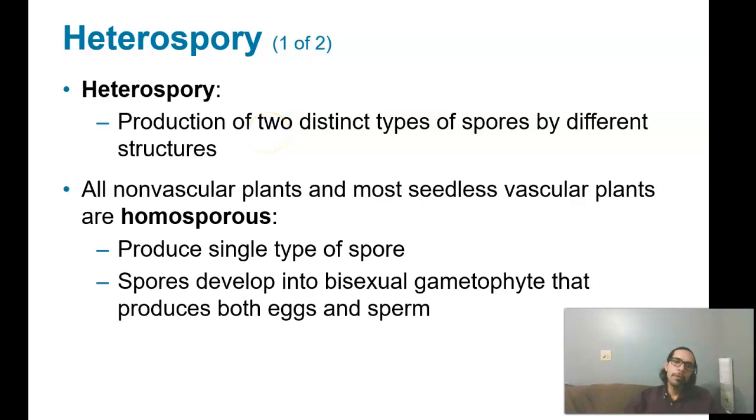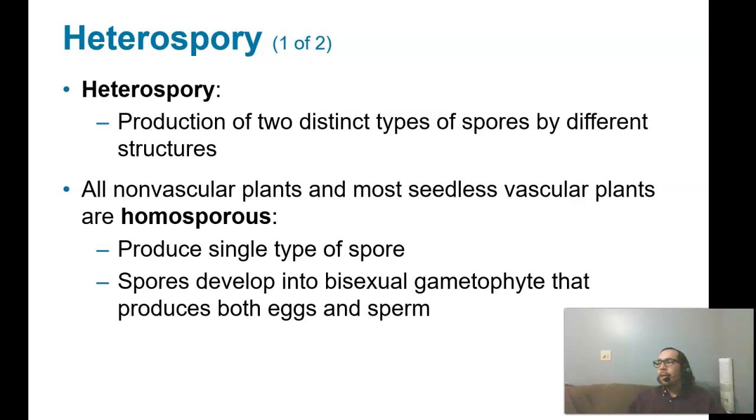Okay, so we will continue where we left off the other day. We are still on the topic of plant reproduction. We're going to start with heterospory. Heterospory is when you have two distinct types of spores that are produced by different types of structures. That's something that we observed when we looked at the life cycles of gymnosperms and angiosperms.